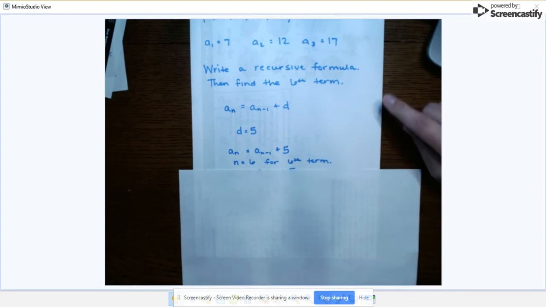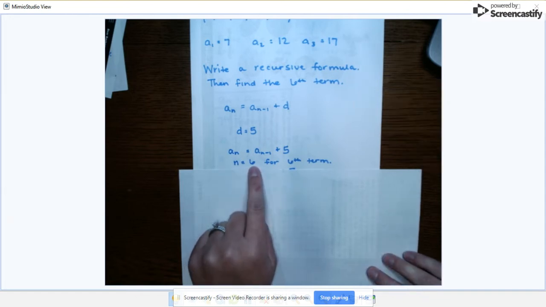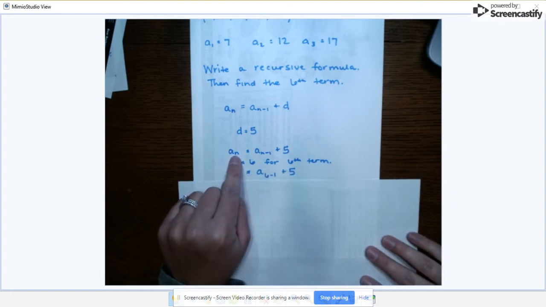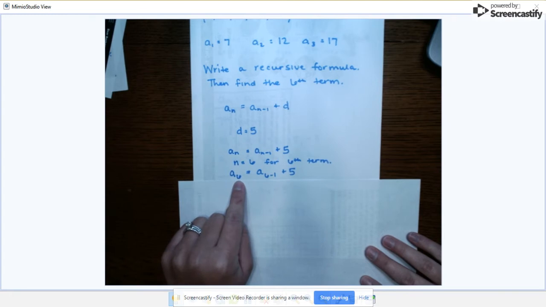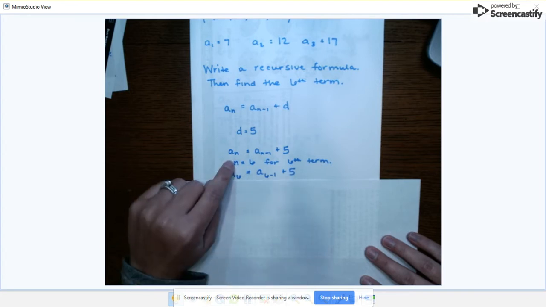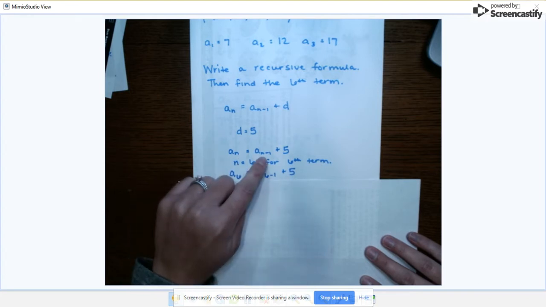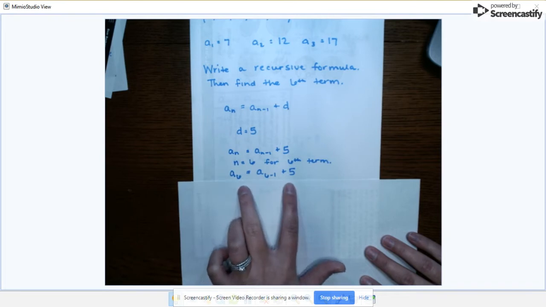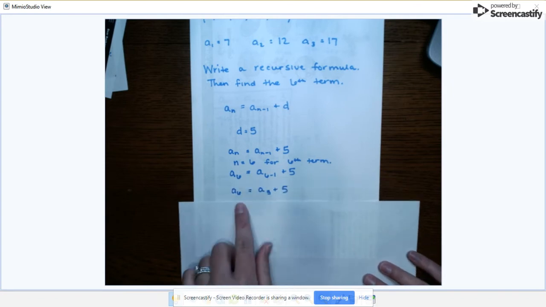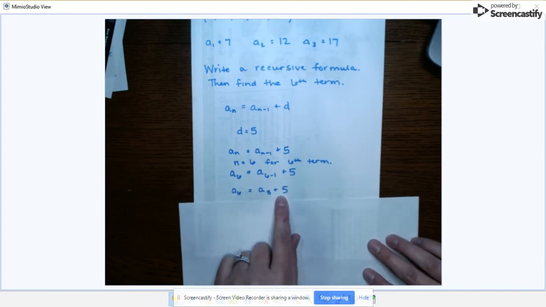Okay, now, so we did the recursive formula. Now we need to find the 6th term. Well, in order to find the 6th term, that means our n value is going to be 6. So I go ahead and plug that into our recursive formula. So a sub 6 equals a sub 6 minus 1 plus 5. Remember, I just took n equals 6 and plugged it in for both of my n's. That's how I got to this step. Well, I know that 6 minus 1 is 5. So this is a sub 6 equals a sub 5 plus 5.